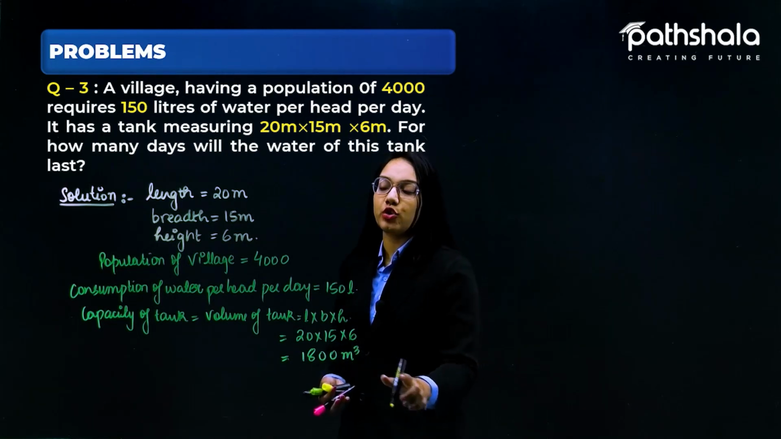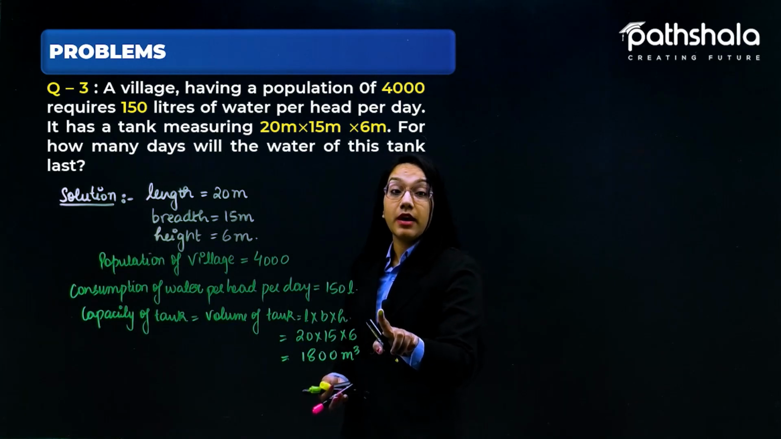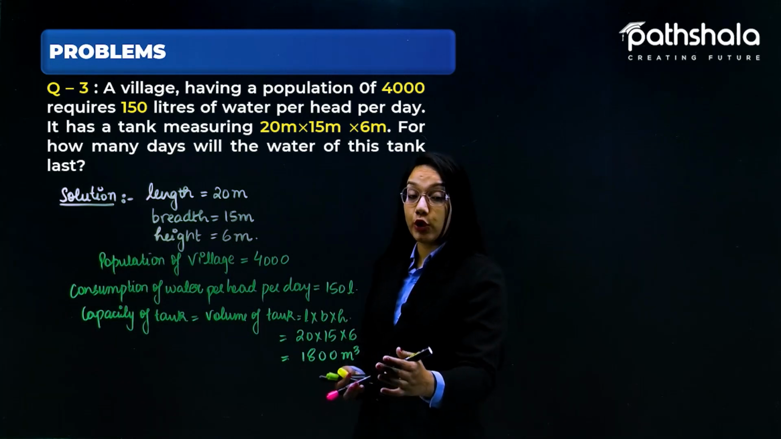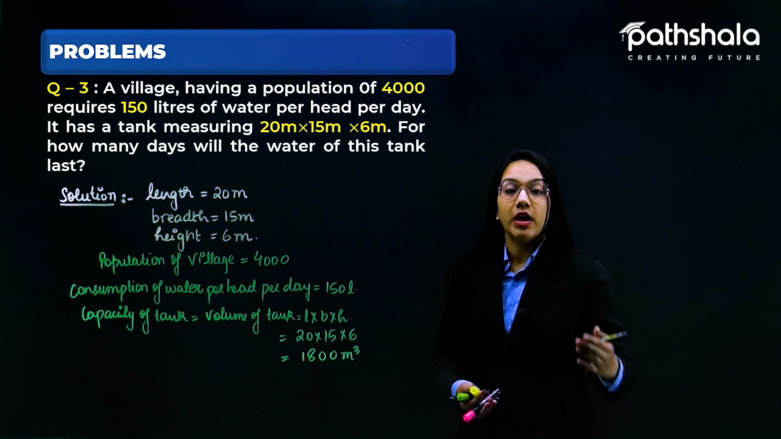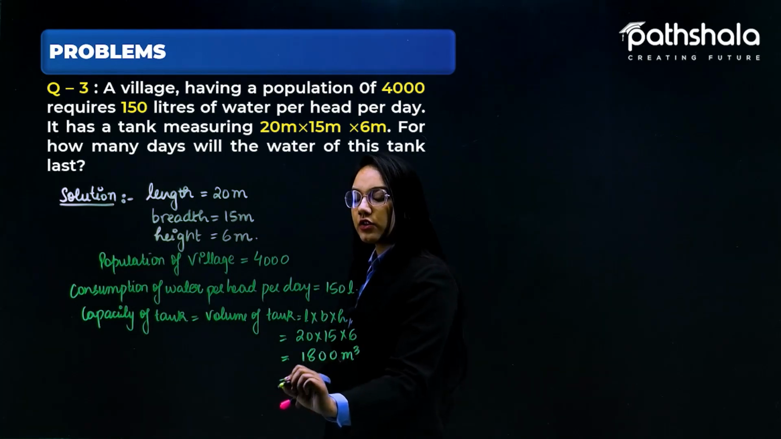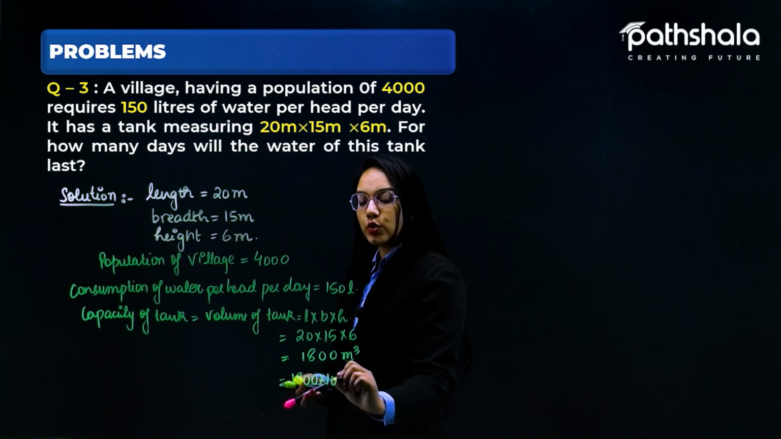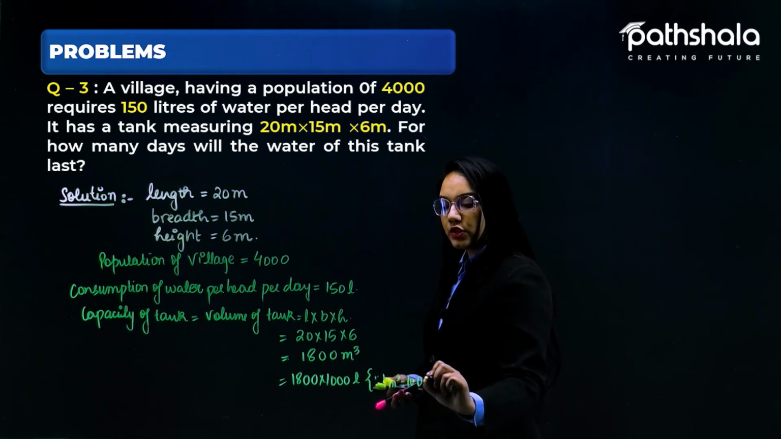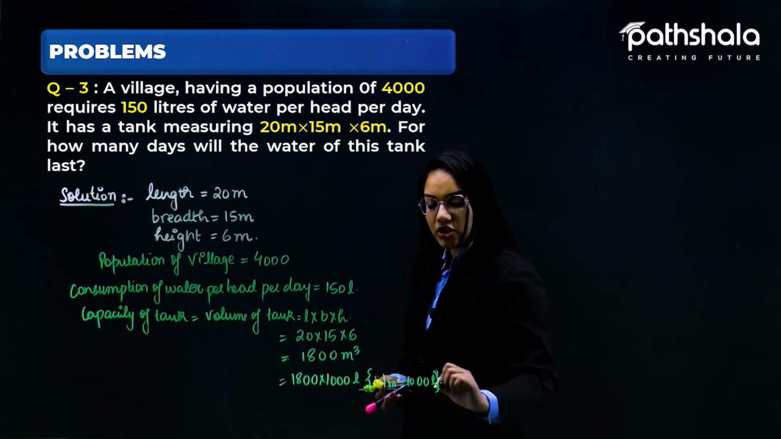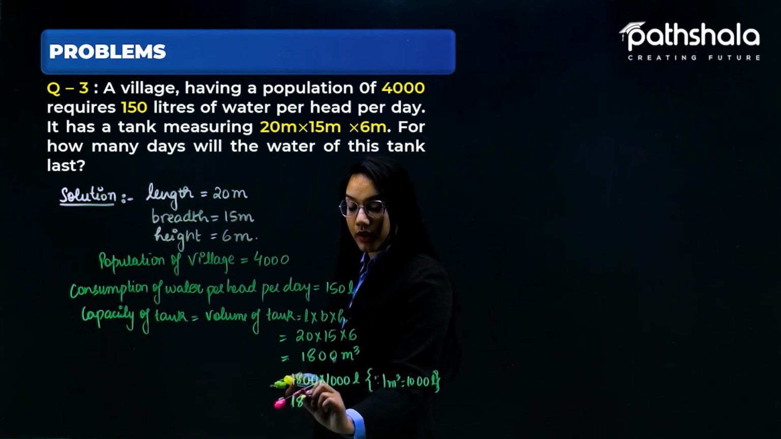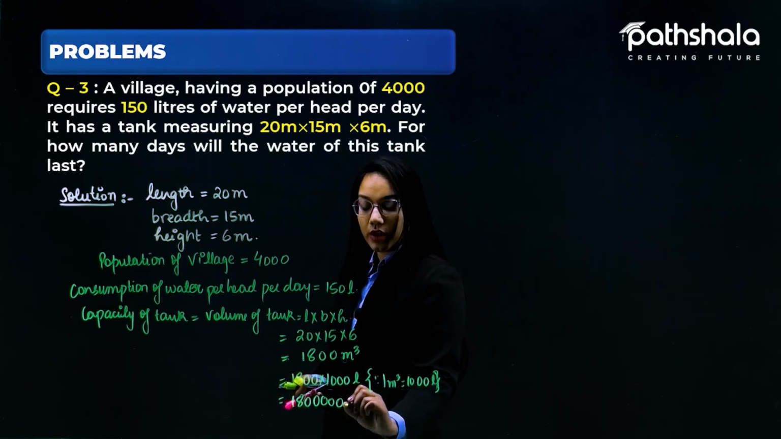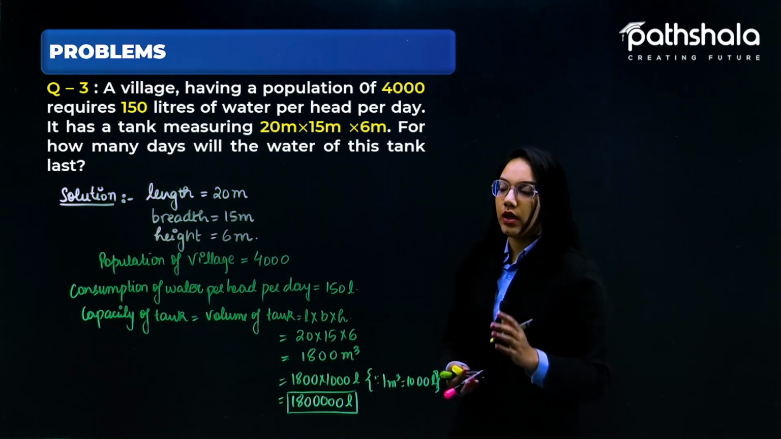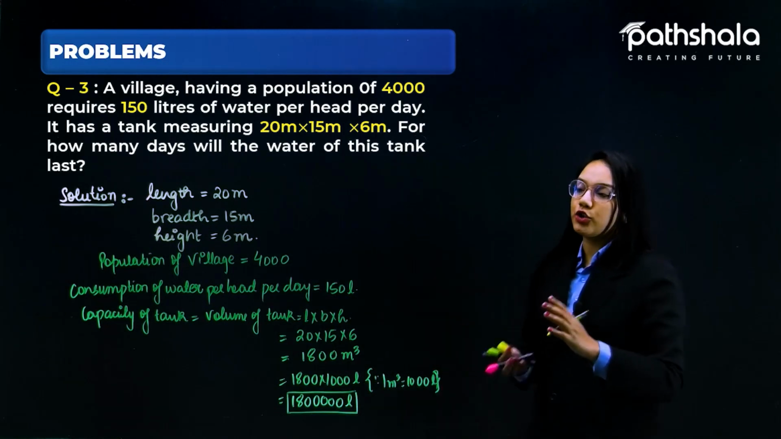So as you can see, the consumption of the water per head per day is given to us in liters, means the water is already given to us in liters. So it would be good for us if we convert this meter cube into liters. So we know that in 1 meter cube we have 1000 liters. So let's plug in the value over here. This would be 1800 into 1000 liters, since we know that in 1 meter cube we have 1000 liters. Using that concept we can change meter cube into liters. So this would be 1800,000 liters. So this is nothing but the capacity of the tank, and let's move on further.